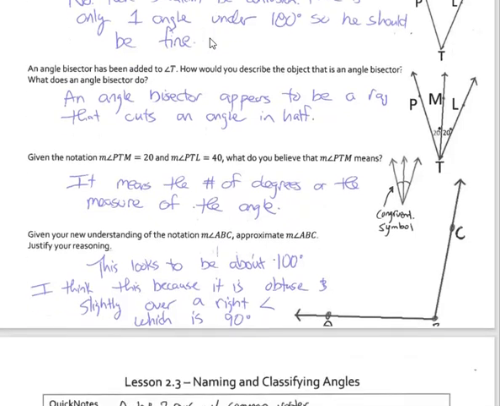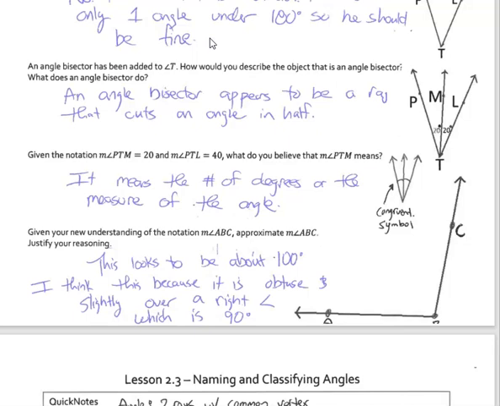And this last part, it says, give your understanding of the notation of measure of ABC to approximate the measure of ABC in this figure right here. Justify your reasoning. So students said it looks like it's about 100 degrees, and their justification was, I know what a right angle looks like, which is 90, and this is slightly bigger. So they thought this was 100 degrees, and then they used their protractor and found out it truly was 100 degrees.